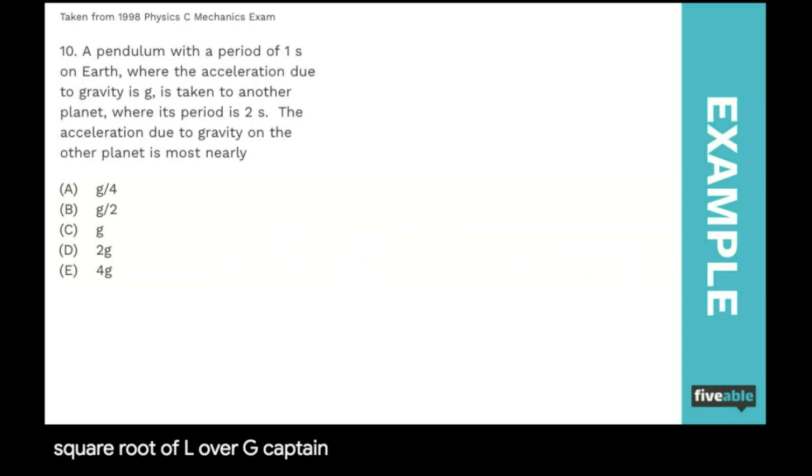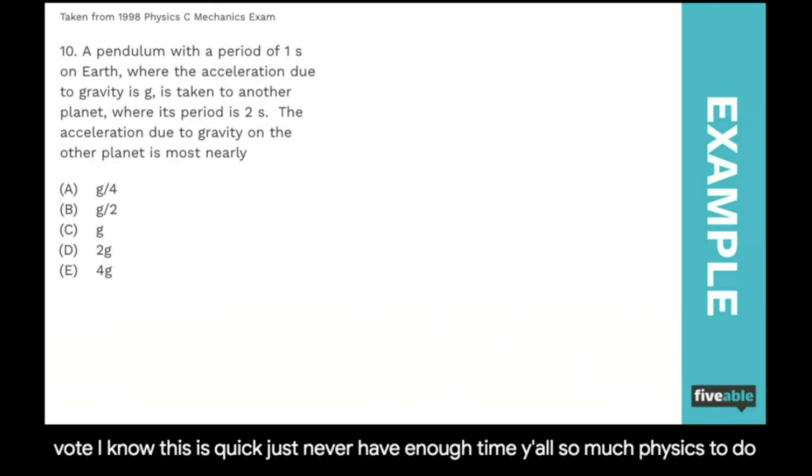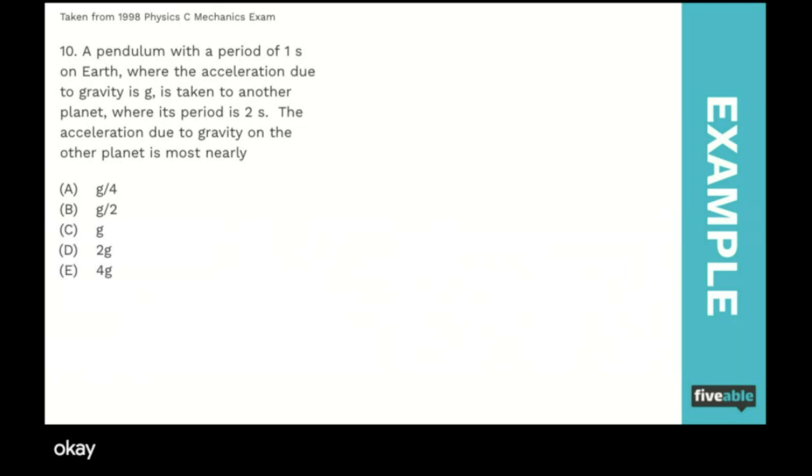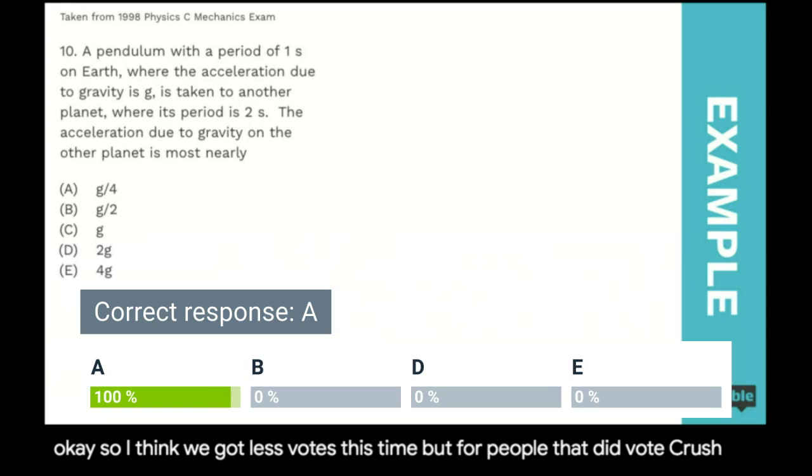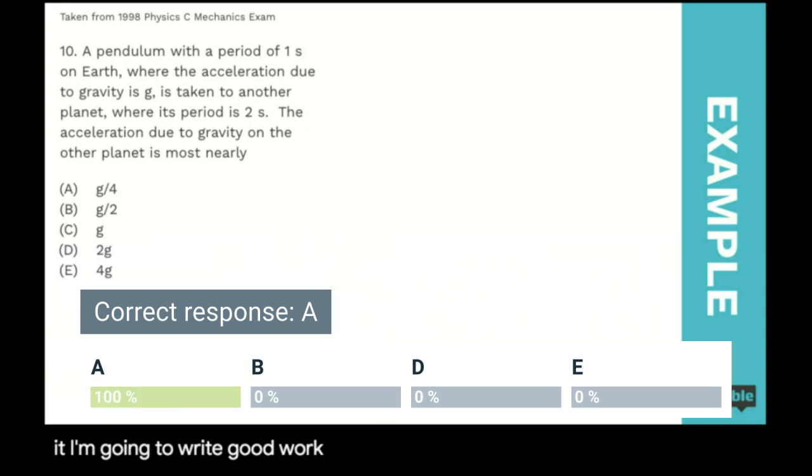Great, got some votes coming in. Okay, last chance if you're going to take a vote. I know this is quick. Just never have enough time, y'all. So much physics to do. Okay, so I think we got fewer votes this time, but for the people that did vote, crushed it. Everyone got it right. Good work.